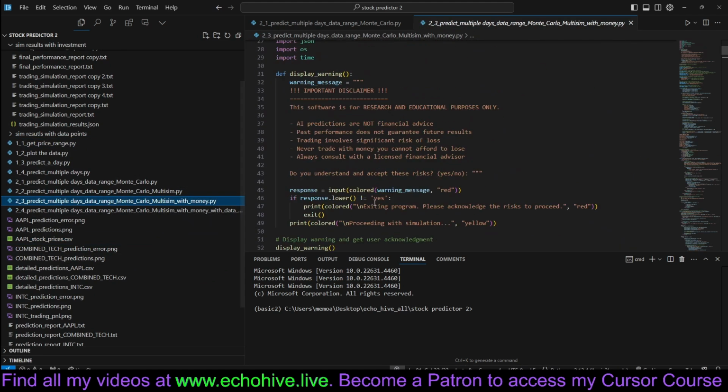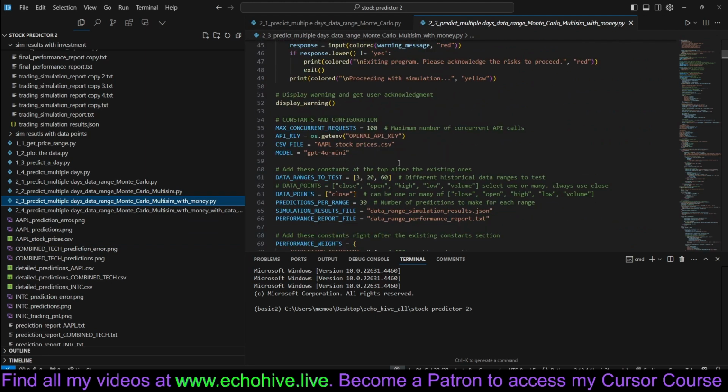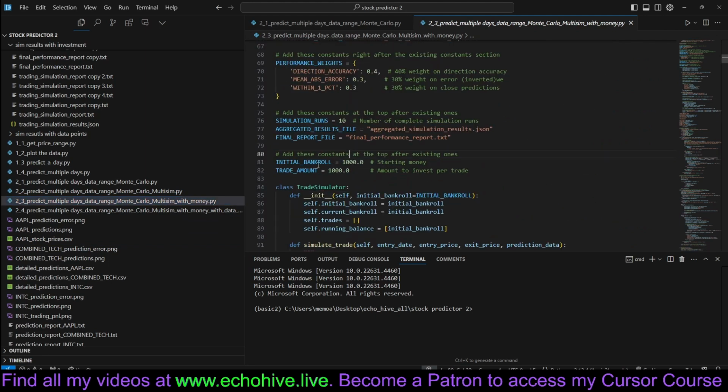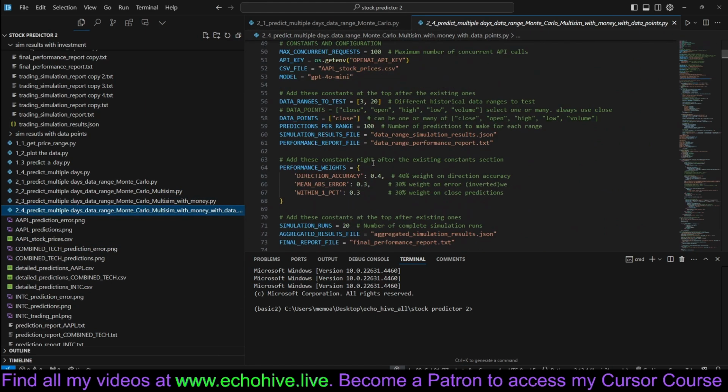Now, the third file actually does this with simulated money investments. Here you can specify the bankroll and the trade amount for each trade. And the final one actually adds an additional complexity where you can enter additional data points.